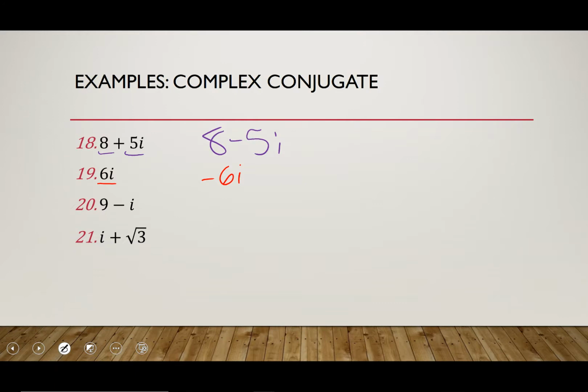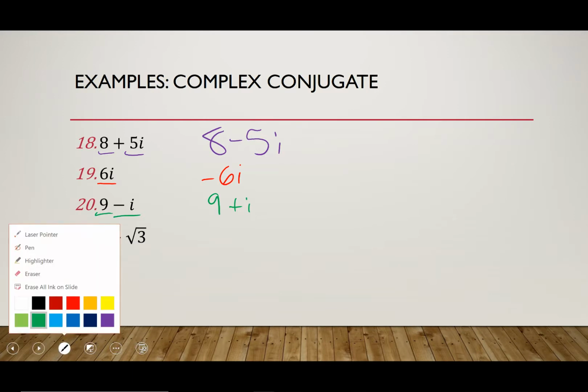9 minus i. So the real part is 9. We keep that the same. The imaginary part's negative i. So we're going to change that to positive i. Call it a day. And 21, this gets a lot of people, so be careful.